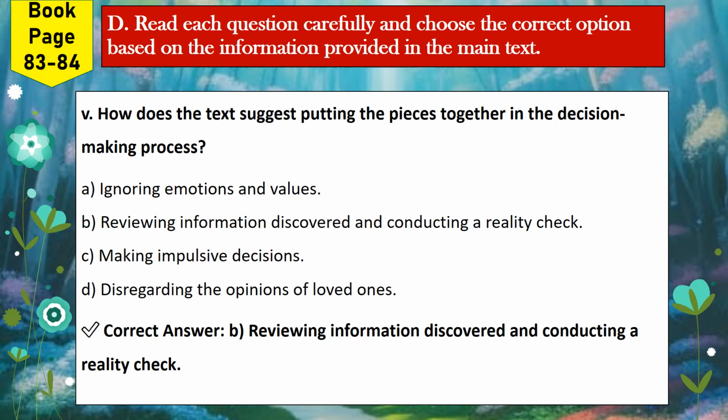Let's take a look at question 5, the final question in this set. Question 5. How does the text suggest putting the pieces together in the decision-making process? Options: A. Ignoring emotions and values. B. Reviewing information discovered and conducting a reality check. C. Making impulsive decisions. D. Disregarding the needs of loved ones. The correct answer is B. Reviewing information discovered and conducting a reality check. That's how you put all the pieces together to make a smart and balanced career choice.